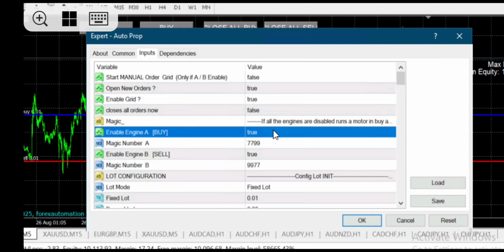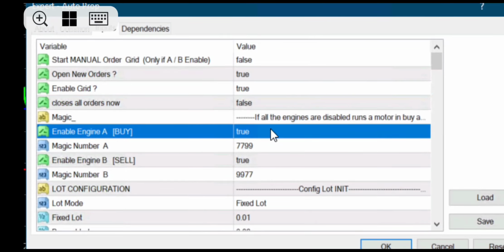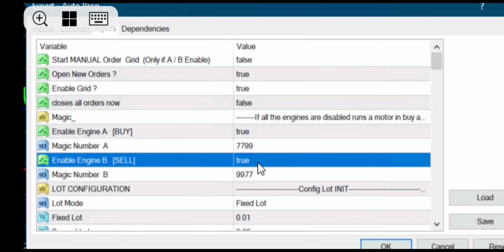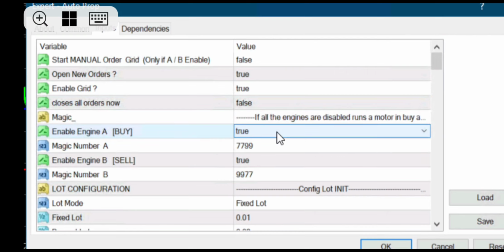Now we have enable engine A, which is buy. This simply means that when this is enabled, the EA will take buy positions, and vice versa. That is, if engine B is enabled, it means the EA would open sell positions. Now if either of these is disabled, let's say the buy is disabled, we put it on false, then it means the EA would not open any buy position, and vice versa.